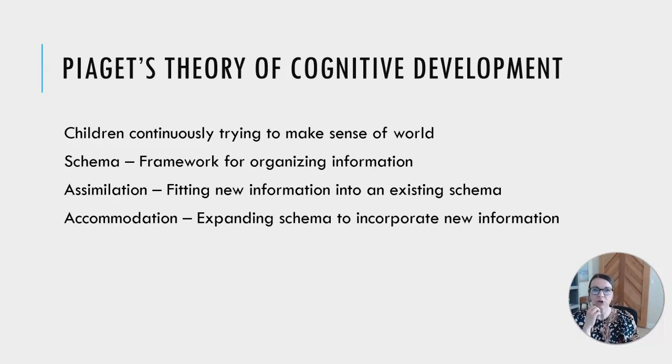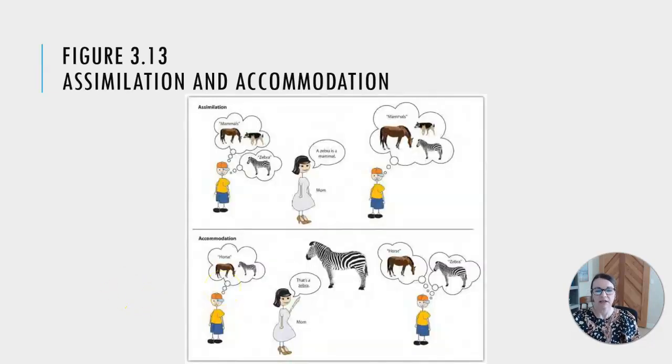Assimilation is when we fit new information into an existing schema. So we've already got a folder for it and we're putting new information into that. And accommodation is when we expand that schema to incorporate new information that's coming in. So I've got a little visual that helps to kind of illustrate this.